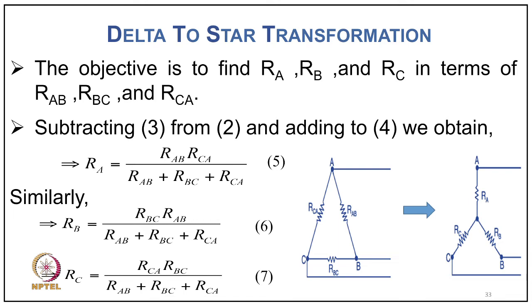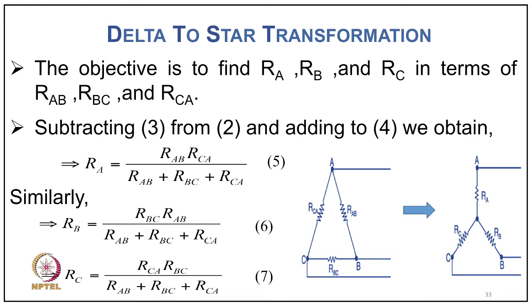RBC and RCA, and substituting 3 from 2 and adding 4, one can obtain RA equal to RAB into RCA divided by RAB plus RBC plus RCA. It is very easy to remember. When you overlap it, you are finding the resistance between the neutral and the A terminal. So, of the two branches of the delta connected to A, you have to take both the resistances, RAB and RCA, and divide by the sum of all three delta connected resistances. So, it is very simple to remember. Otherwise, you would have to prove this relation every time.